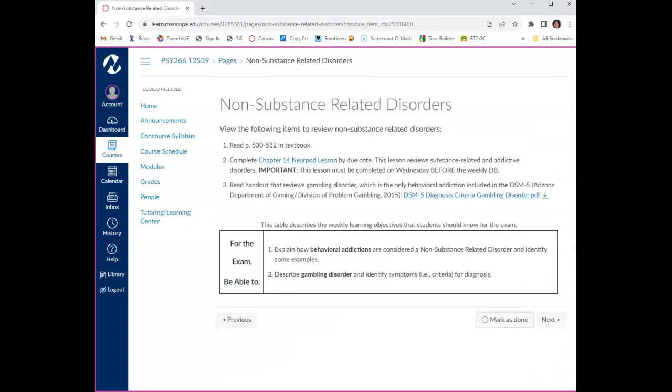The second section is the non-substance related disorders. The term behavioral addiction is new to the DSM-5 and is used to describe the experience of cravings, strong urges, and disruptions in one's functioning related to a particular behavior. Gambling disorder is the only non-substance related disorder added to the DSM-5 because of its similarities to substance abuse. Please read the designated pages in the textbook and complete the corresponding Nearpod lesson.